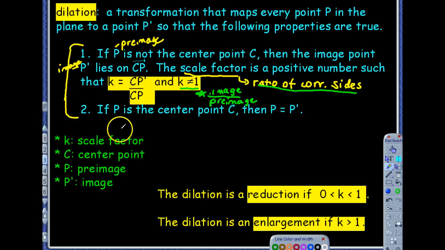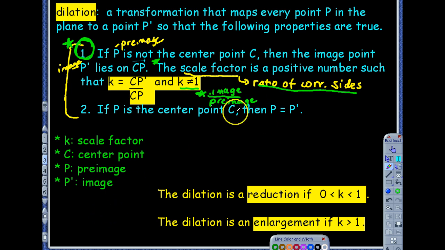Stressing that. Now, property 2 says if P is the center point C, then P is the same thing as P prime. It's kind of like when we talked about transformations last chapter, like when you reflected across a line? If it was on that line, it stayed on that line. So I would say property 2 is, I think, more logical. Property 1's the big one, okay? It kind of throws in that scale factor idea. So I might even star that to remind you there, okay?